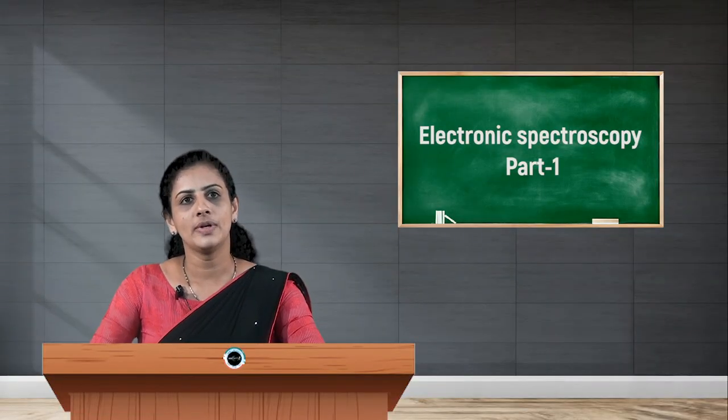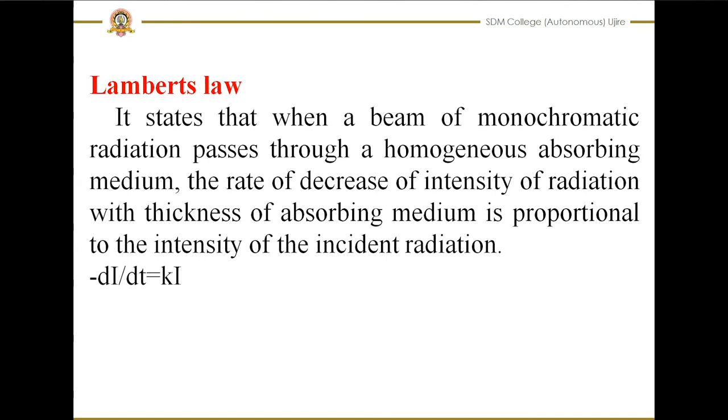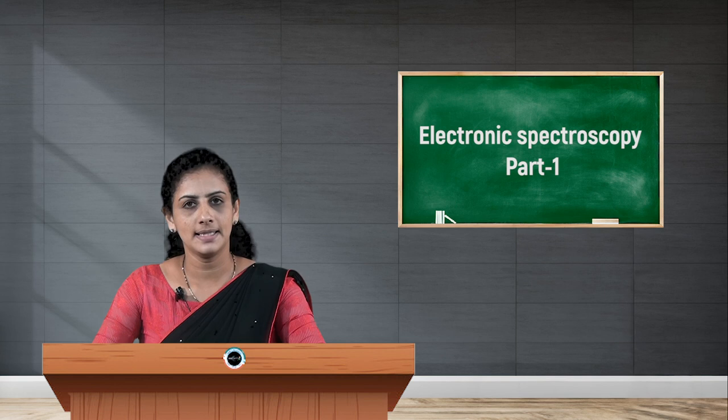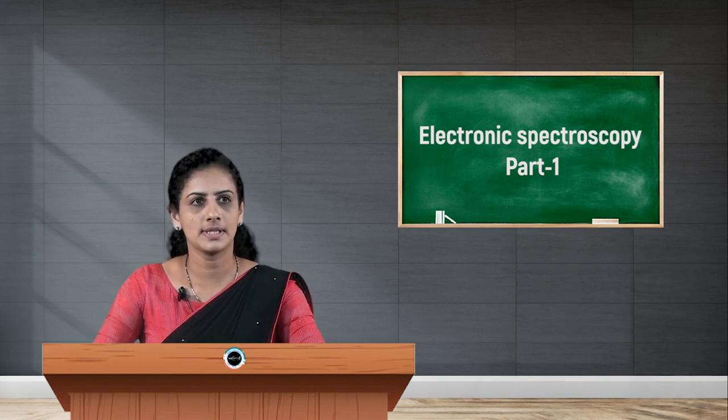Let's see the statement of Lambert's law. It states that when a beam of monochromatic light is passed through a homogeneous medium, the rate of decrease of intensity of the radiation with the thickness of the absorbing medium is directly proportional to the intensity of the incident radiation. Mathematically it can be represented as minus dI by dt is equal to k into I, where I is the intensity of the radiation after passing through a thickness t, dI is the small change in the intensity with the thickness dt, minus dI by dt is the rate of change of intensity of the radiation, and k is the proportionality constant.